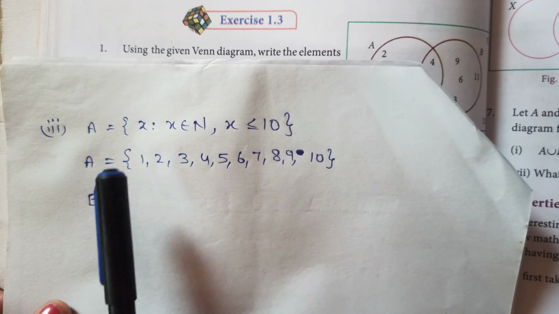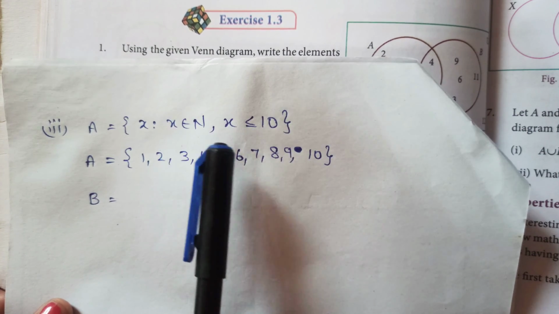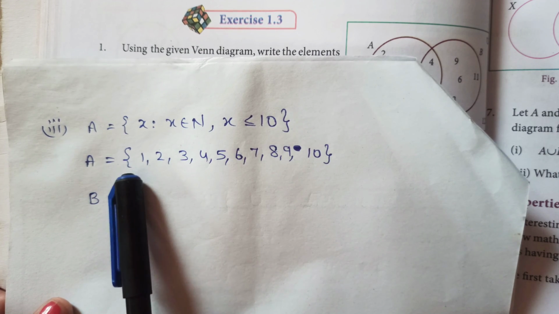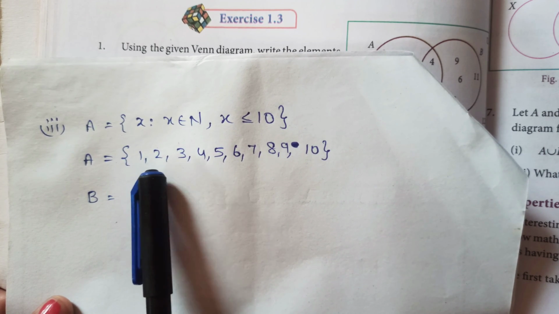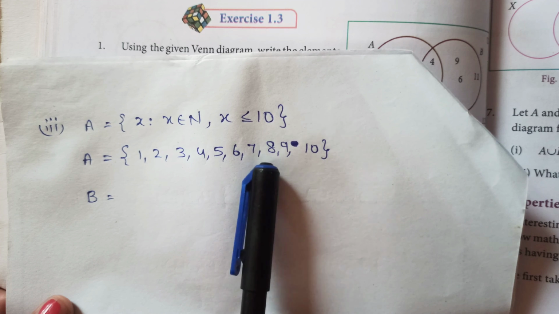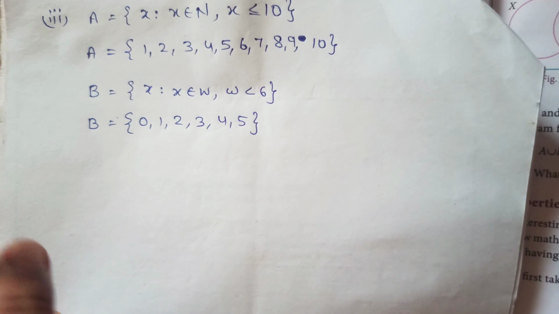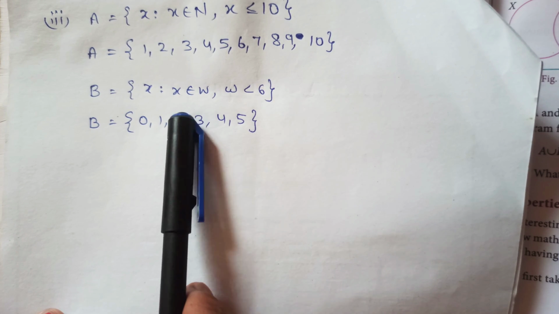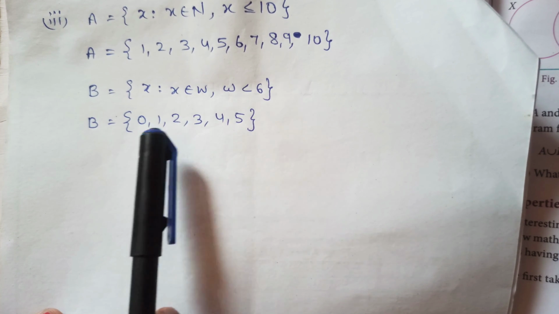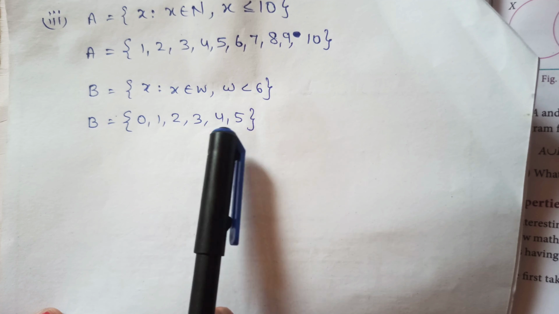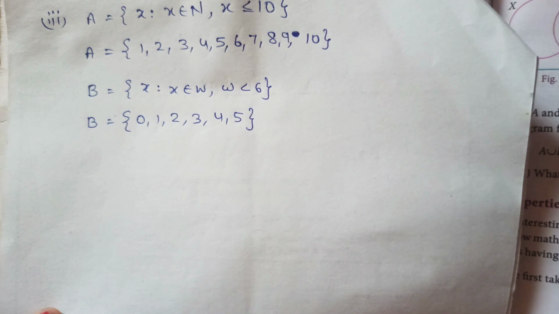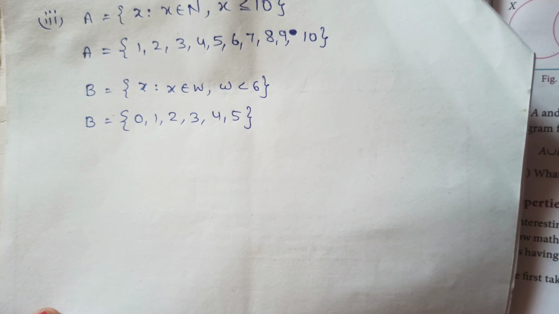This is how we write set A. A is x such that x is a natural number, x is less than or equal to 10. So the elements of A are 1, 2, 3, 4, 5, 6, 7, 8, 9, 10. 10 is also included because of the equal to. And as you can see, x is a whole number, it starts with 0. So we write 0, 1, 2, 3, 4, 5. And there is no equal to, so we don't write 6.